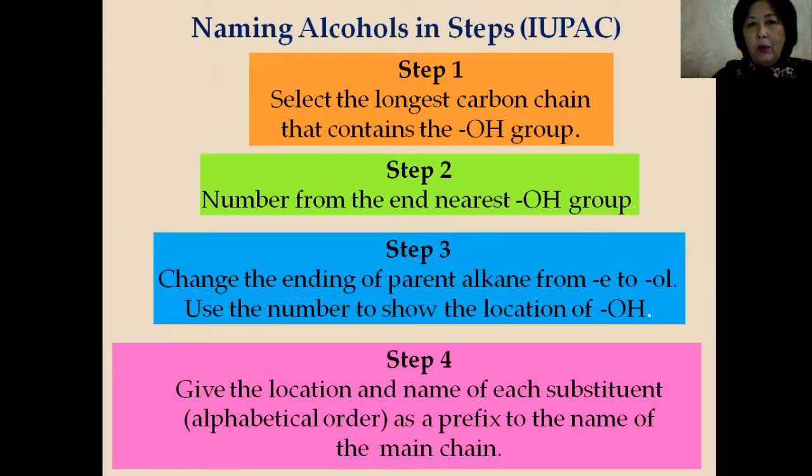To name an alcohol, we use the following rules. Step 1. Select the longest carbon chain that contains the OH group. Step 2. Number from the end nearest the hydroxyl group. Step 3. Change the ending of the parent alkane from E to O. Use the number to show the location of the hydroxyl group. And step 4. Give the location and the name of each substituent in alphabetical order as a prefix to the name of the main chain.